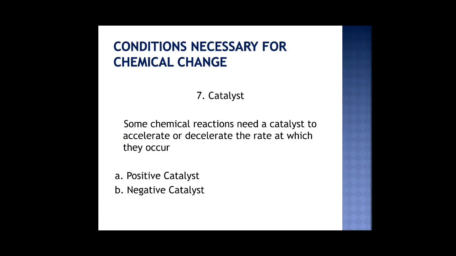Now based on what parameter we are using the catalyst for, the catalyst which is used to speed up a reaction is called a positive catalyst, and a catalyst which is used to reduce the rate of reaction or decelerate the rate of reaction is called a negative catalyst.